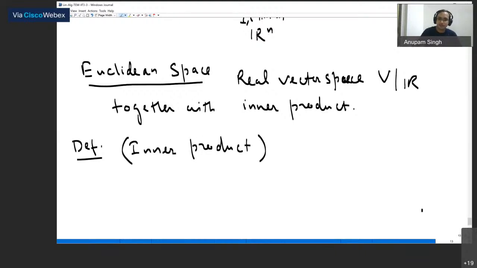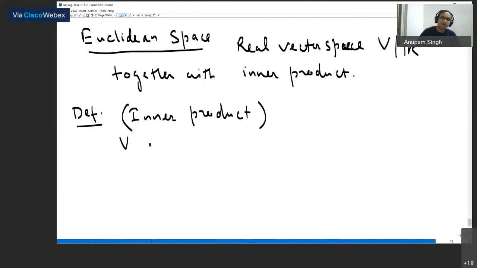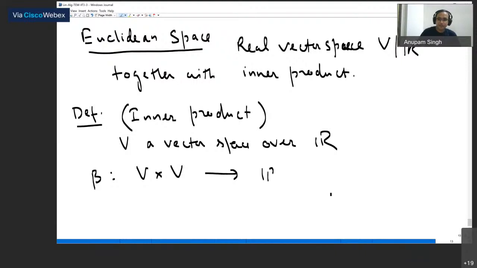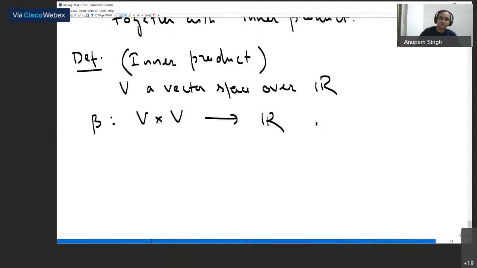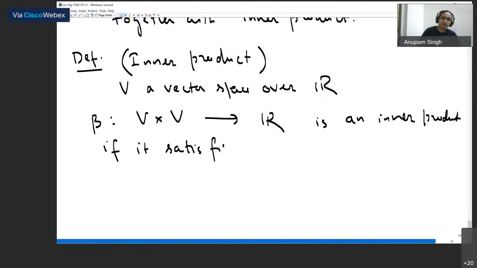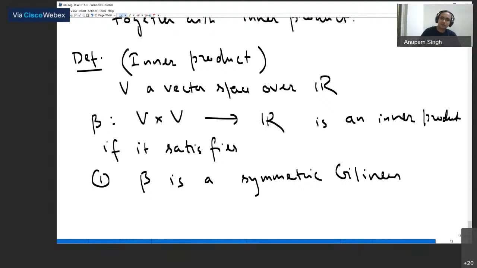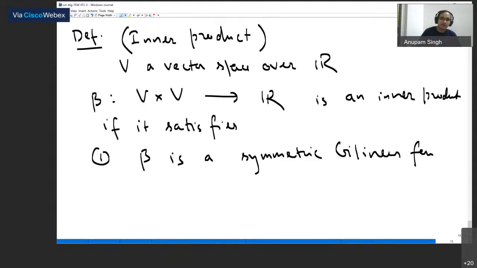This will make sense when we have a real vector space. So I have V, a vector space over R, and if I have a map, let's say beta, from V cross V to R, satisfying the following, it is an inner product. Number one, beta is a symmetric bilinear form, and more is that it is also positive definite.